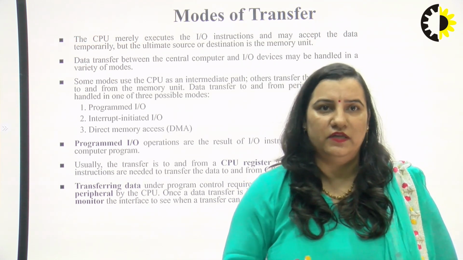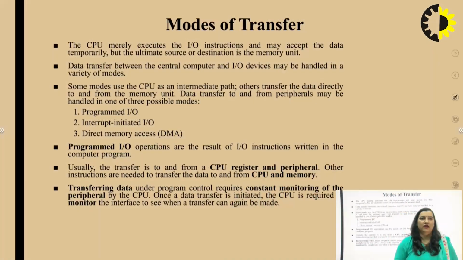First I will briefly discuss these three modes, then I will go into more detail. Program input output operations are the result of input output instructions written in the computer program, and usually the data transfer is to and from a CPU register and peripheral. Now what is a peripheral? Peripheral devices are our input output devices, which are keyboard, mouse, monitor, etc. So the instructions are needed to transfer the data to and from CPU and memory in program input output.